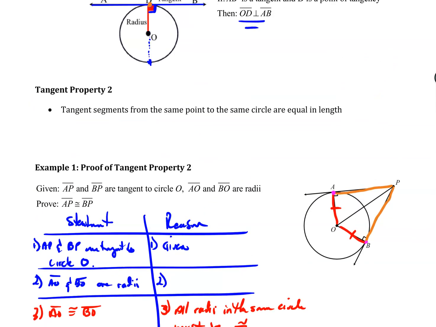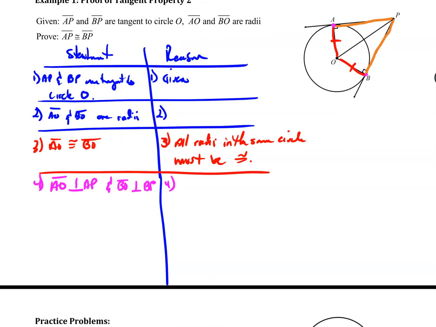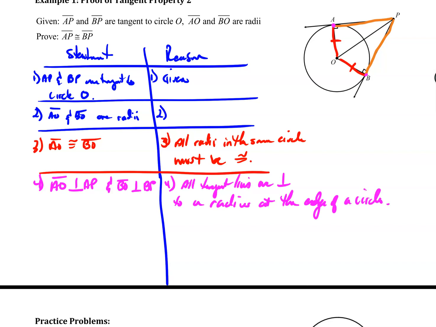And that's this property up here, right? This is that first property. So we can say all tangent lines are perpendicular to a radius at the edge of a circle. Okay, so now we know their angles.